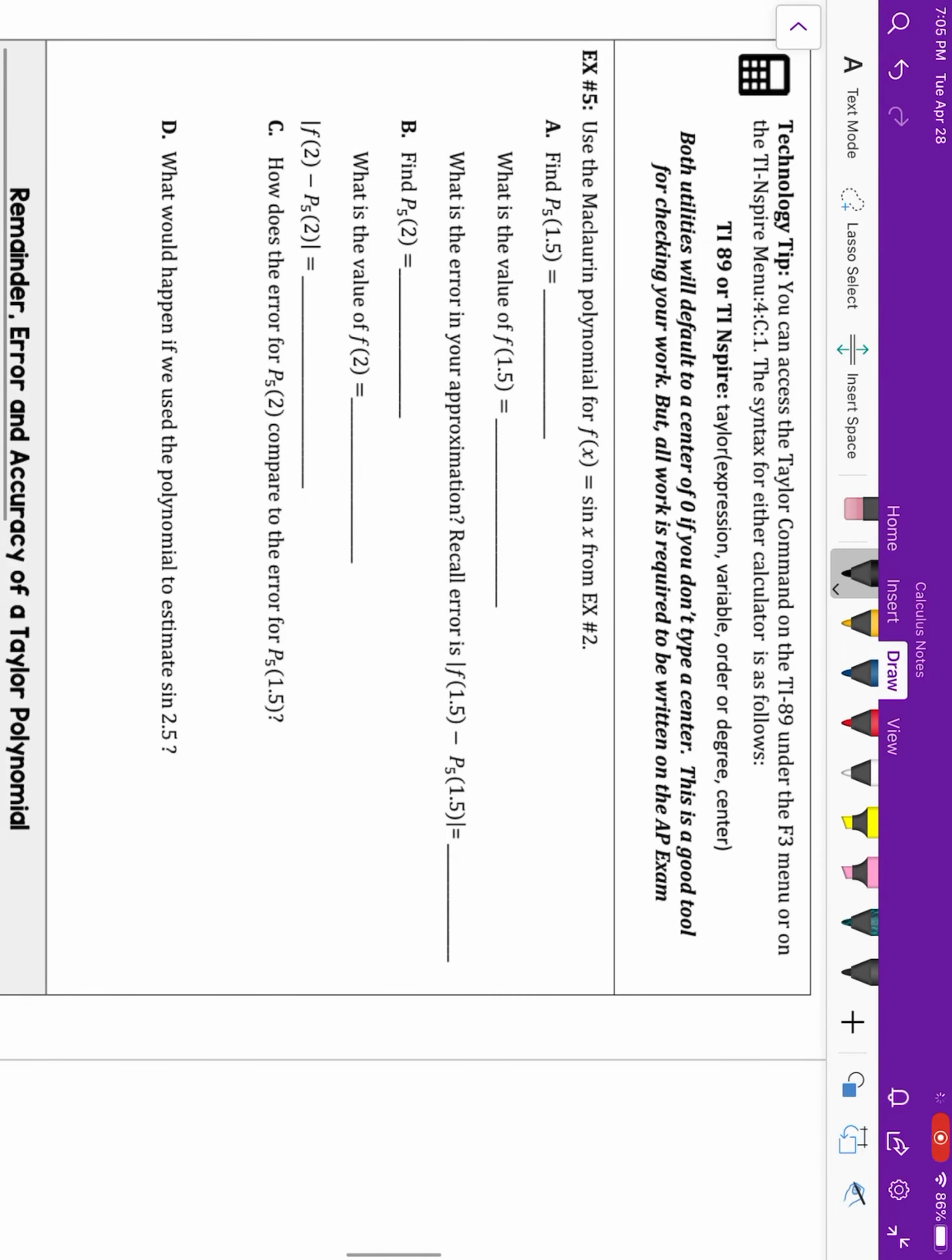So now, technology tip. You can access the Taylor command on the TI-89 under the F3 menu or on the TI-Nspire menu 4C1. The syntax for either calculator is as follows: Taylor, open parenthesis, expression, variable, order or degree, and center. Both utilities will default to a center of 0 if you don't type a center. This is a good tool for checking your work, but all work is required to be written on the AP exam.